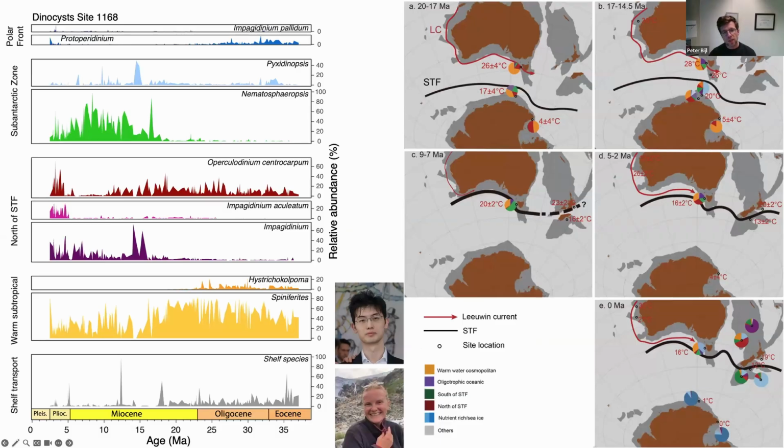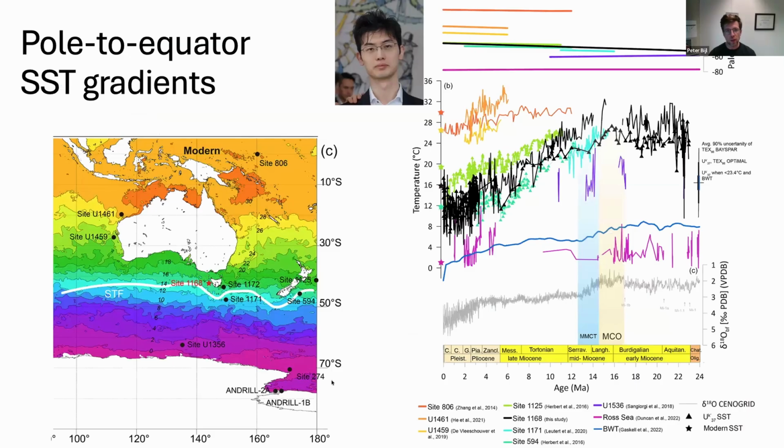Okay, so from the dinoflagellate cyst, we know a little bit what kind of oceanography is there. I won't go into detail because of the lack of time, but we know very well where the subtropical front was relative to the site in this record. It was always really close. So while Australia moved northward, it basically dragged the subtropical front along with it northwards.